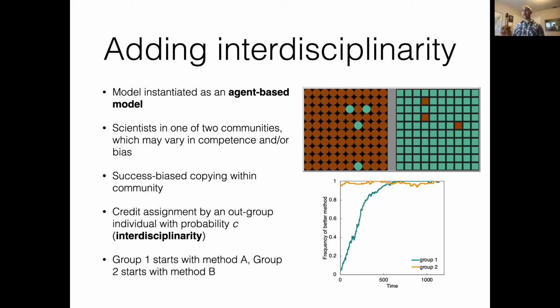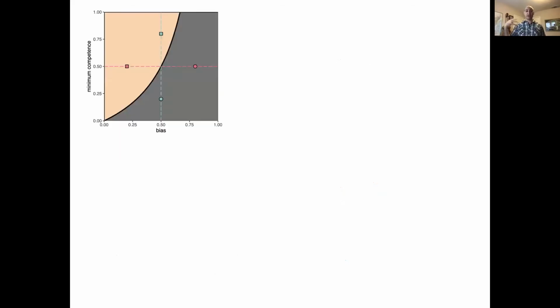So in this model, group one on the left starts with method A. That's the worst method. And group two starts with method B. That's the better method. And here's just sort of a trajectory plot of one run where the better method does in fact spread to group one. Now, we know from the previous model that there is a threshold at which the better method will spread.